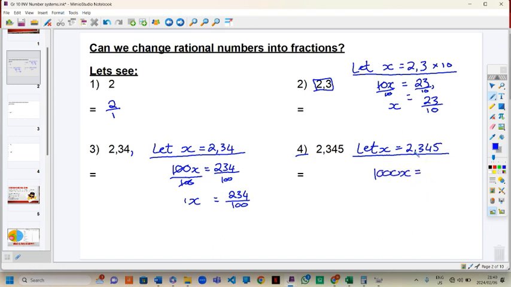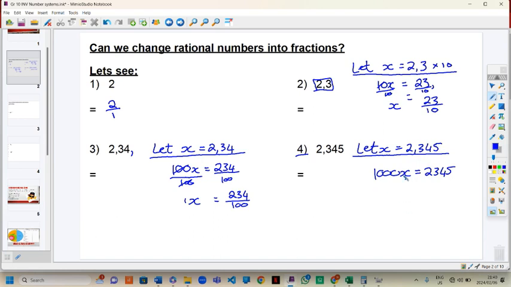Alright, equals. So if I multiply by 1,000 on this side, we've got 1, 2, 3. So I've got 2, 3, 4, 5 if I multiply this by 1,000. Right. Now what do I want to do? I want to solve for x again.